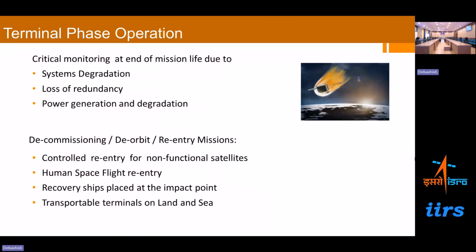So that is one part which we do always. And then some of the re-entries, expected re-entries, like human spaceflight re-entry, recovery ships, they are the expected entries, where we have to do the entry. But for our other satellites, like IRS missions, those need to be decommissioned once their operational life ends or the payload is not functional. Further, there is no point of keeping the satellite on orbit and letting it become a debris. So we deorbit the satellite.